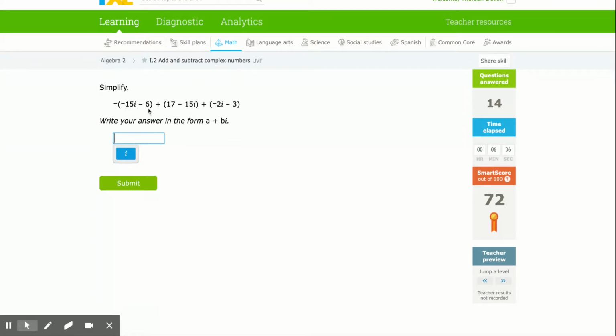15i. Let's do the real parts first. Positive 6. 17 more is 23. Minus 3 is 20. We got a 6 or a 15i. And then we got minus 15i. That cancels, so we're just left with a minus 2i.